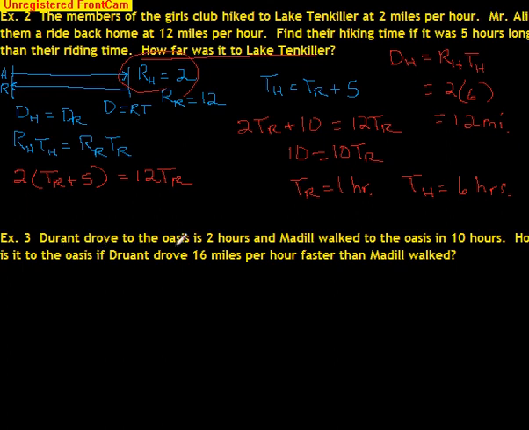Durant drove to the oasis in 2 hours, and Medill walked to the oasis in 10 hours. How far is it to the oasis if Durant drove 16 miles per hour faster than Medill walked? Okay, same thing. You have to draw your pictures. All right? No one's above drawing pictures. So here we go. Distance. Durant drove, so this is Durant's distance. And Medill, he walked. But the distances are the same.